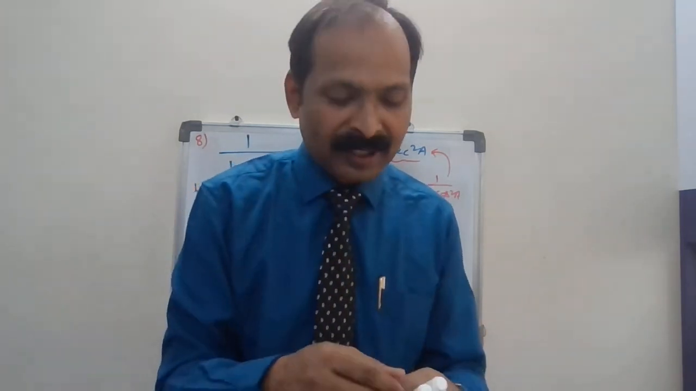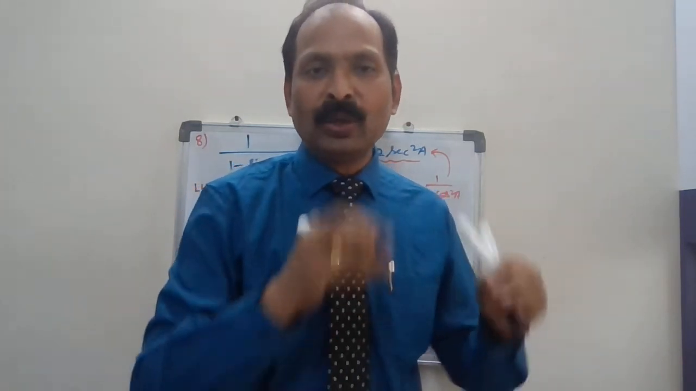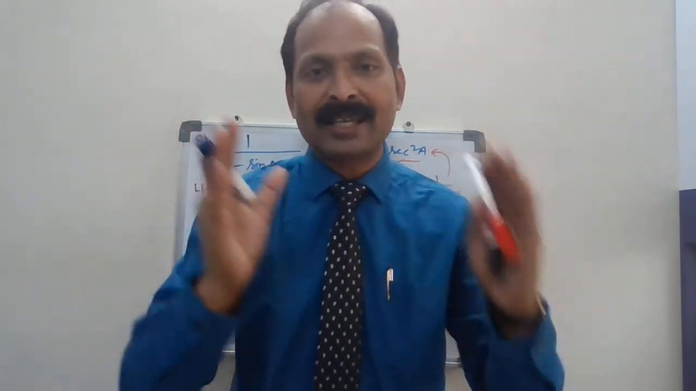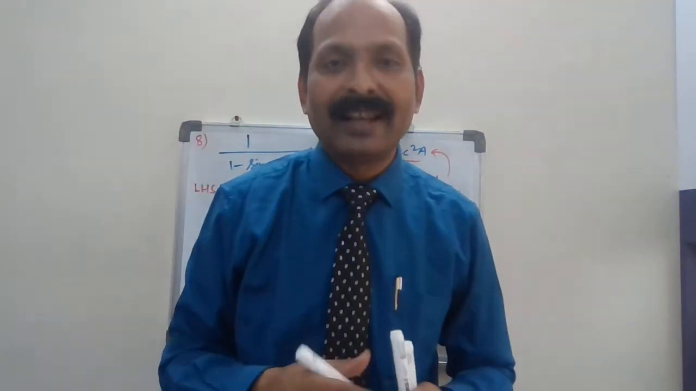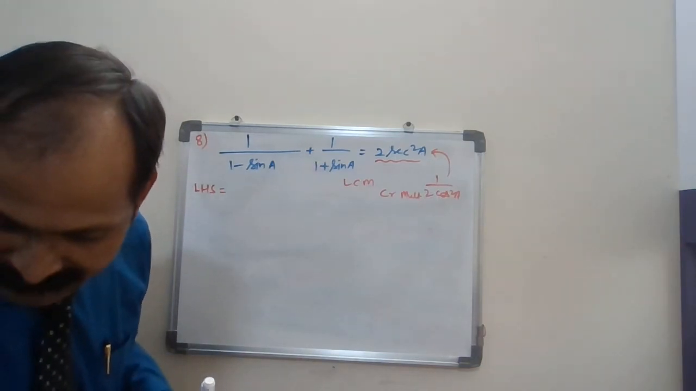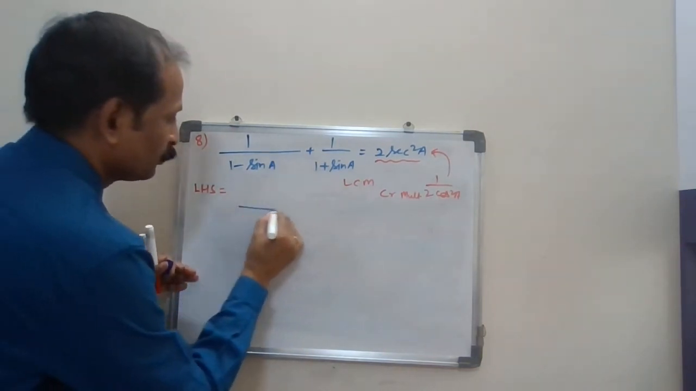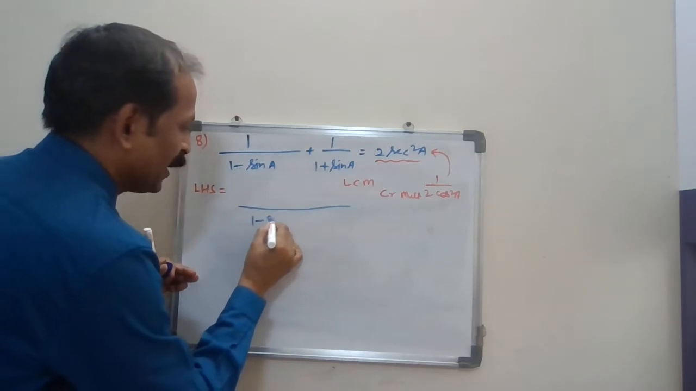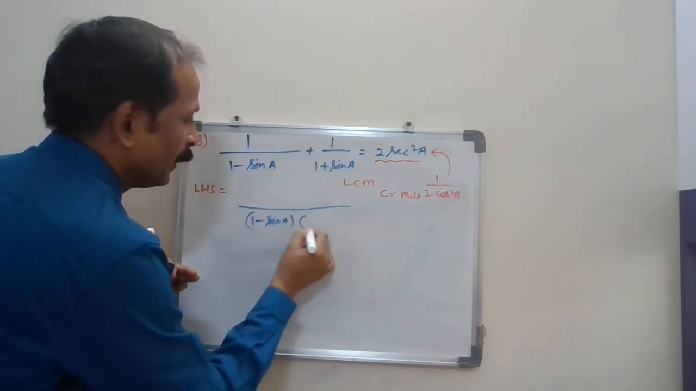I'm doing direct. I'm skipping one step. So I'm telling you, write LHS and then you solve, so the examiner is clear that you're solving the left hand side. So your LHS is 1 minus sine and 1 plus sine.